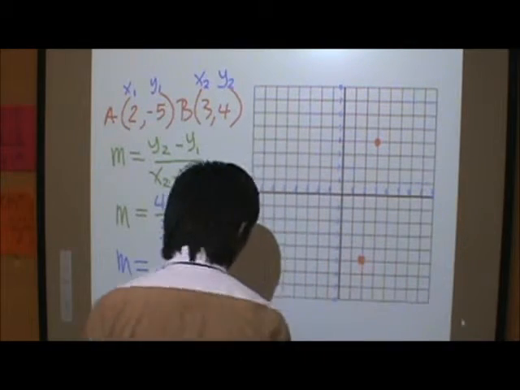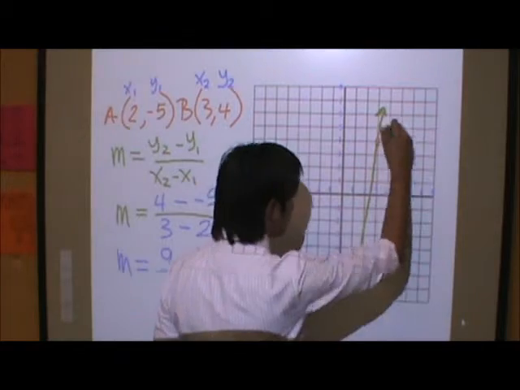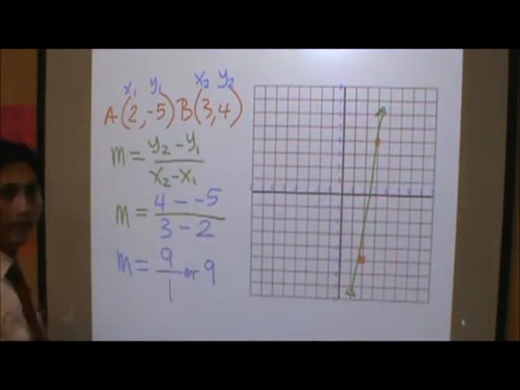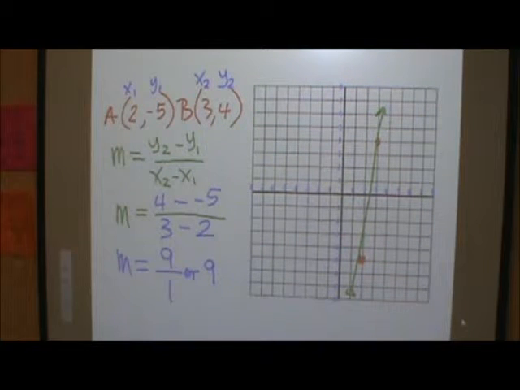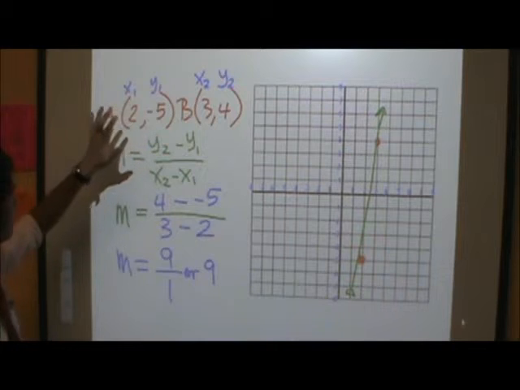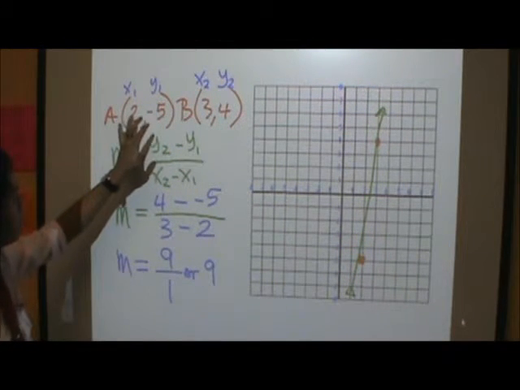It's positive because if you draw a line passing those 2 points, the line is going up and then to the right. That's why the slope is positive. That's about it, guys. This is how you solve the slope given the coordinates of the points.